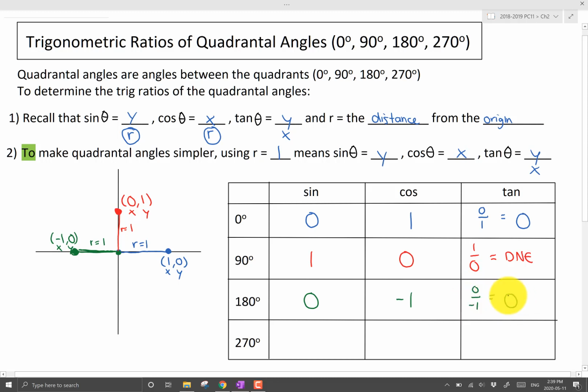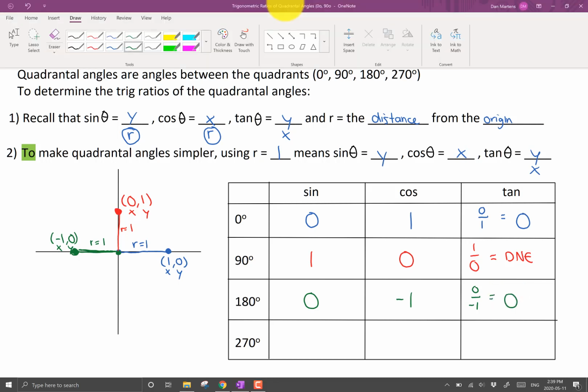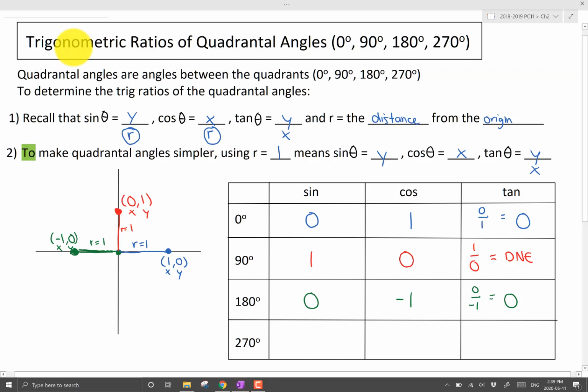Okay, and the last quadrantal angle that we're going to calculate here, so this will always ring true for these quadrantal angles, is 270 degrees. So if we had a distance from the origin to a point on the quadrantal angle at 270, the x-coordinate in that case would be 0, and the y-coordinate would be negative 1.